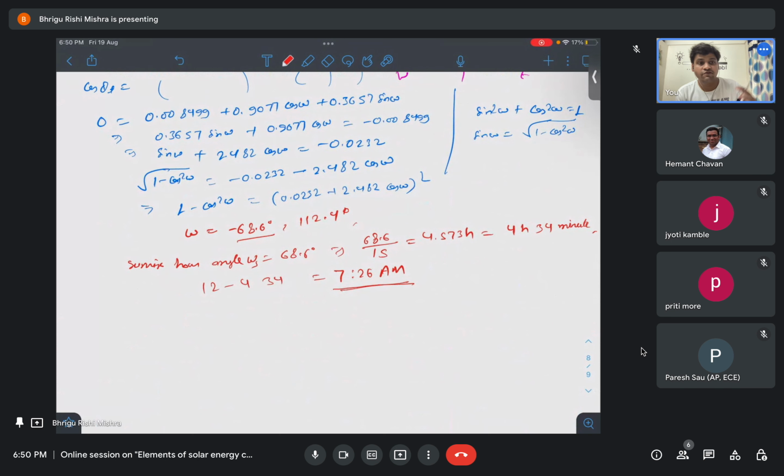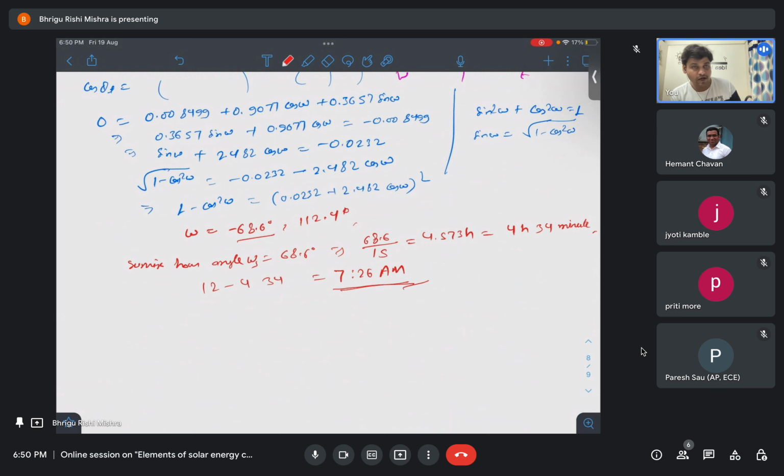That is why we need to find out the exact tilt angle at which we will get the maximum solar radiation throughout the day. So yeah, this is the sunrise time for the tilted surface.